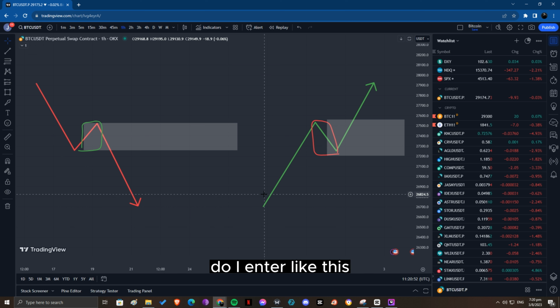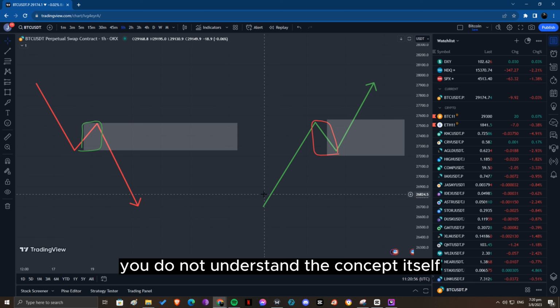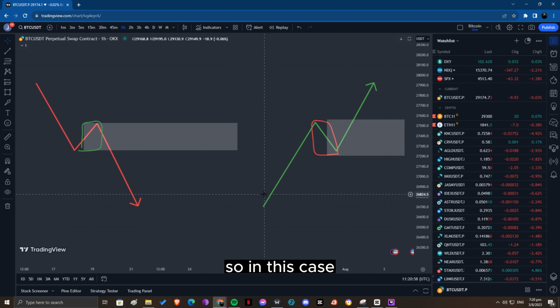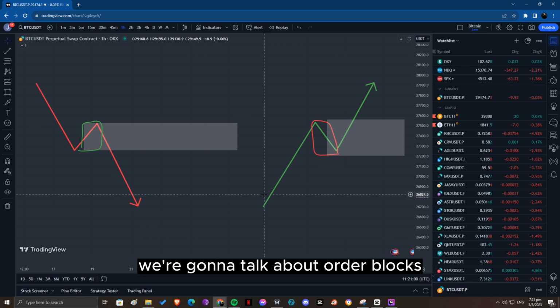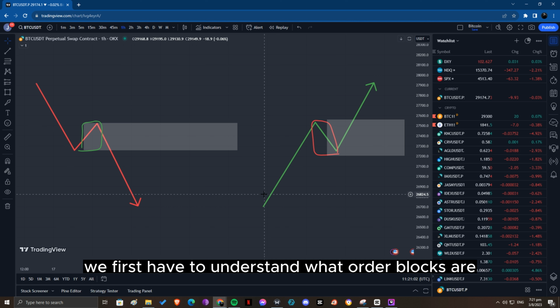Do I enter like this? Do I still enter? You're confused. You don't understand because clearly you do not understand the concept itself. So in this case, we're going to talk about order blocks. We first have to understand what order blocks are.